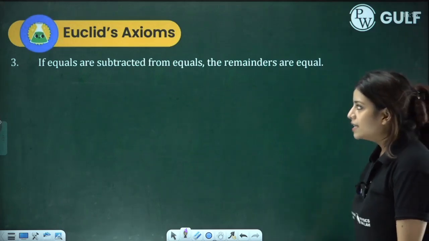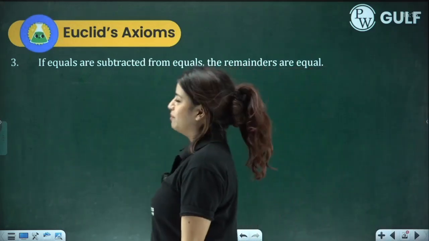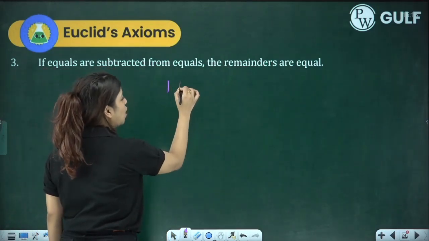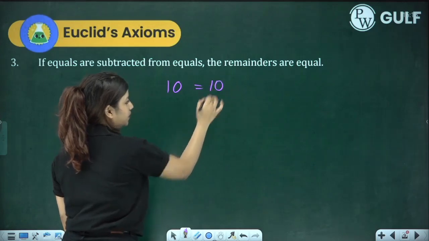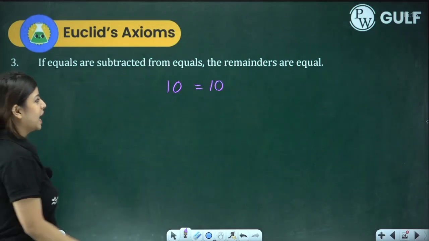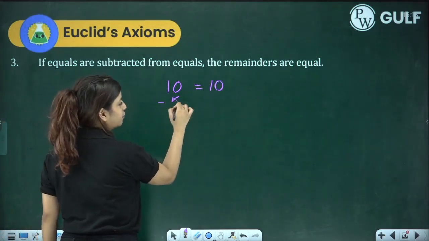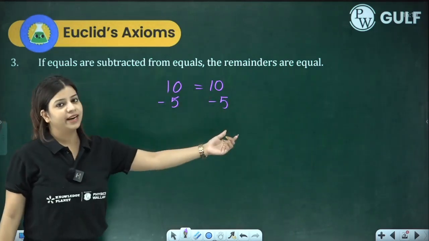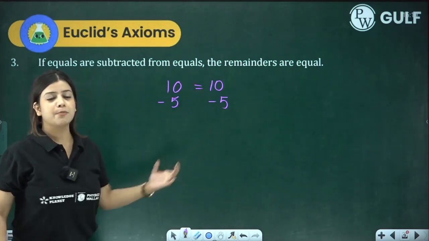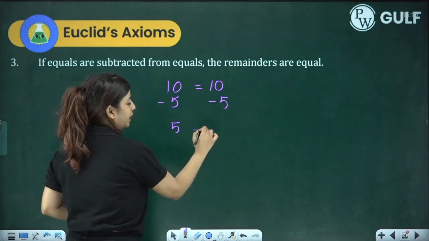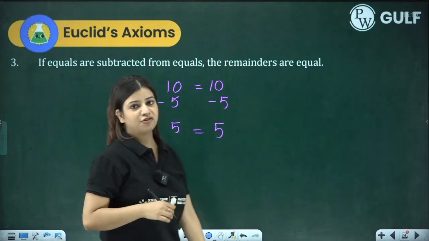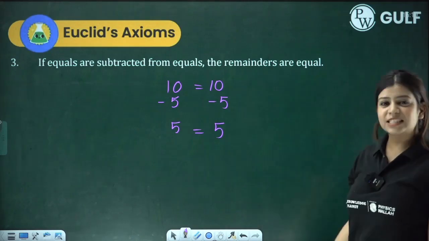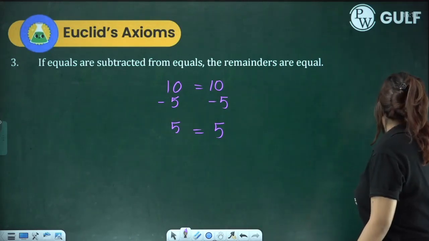Now Euclid's third axiom says, if equals are subtracted from equals, the remainders are equal. Again, simple thing, students. See, we know that 10 is equivalent to 10. Now from both the sides, if I subtract 5, 10 and 10 were equal, 5 and 5 are equal. If equals are subtracted from equals, the remainders, that is the result that we get after it, are also equal. So what can we say? That if equals are subtracted from equals, the remainders are equal.